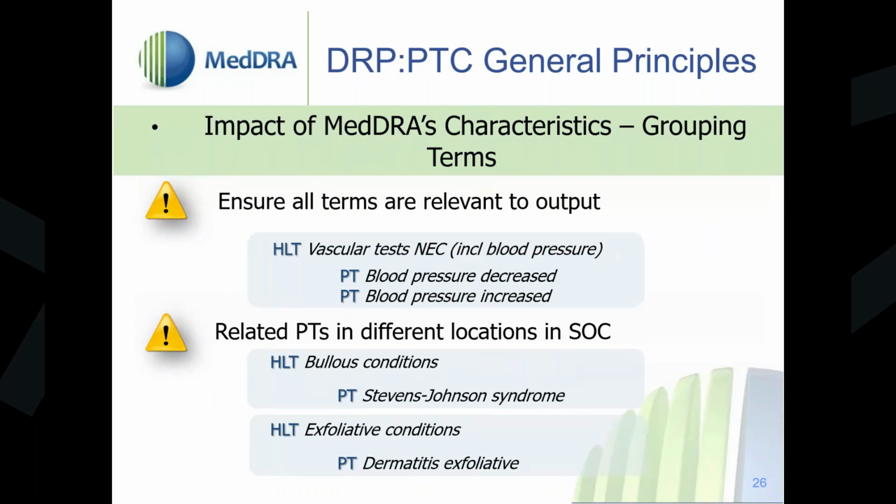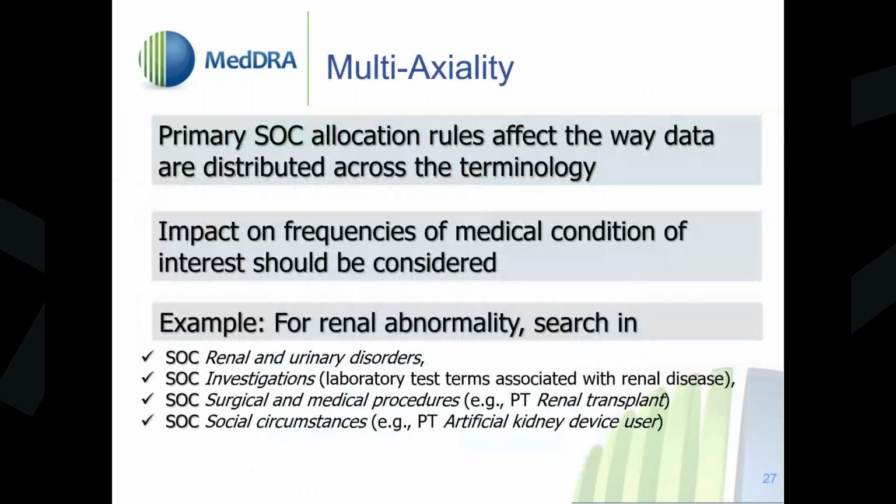Now, we already touched base about what we mean by multi-axiality. So it is when a PT exists in more than one system organ class, and this allows terms to be grouped in different but medically appropriate ways, like etiology, for example. Now, each PT is assigned one primary SOC. And like we said, some PTs are linked to more than one SOC, in which case all other SOC assignments for that PT are called secondary. Having a single primary SOC prevents double counting of events, like we said.